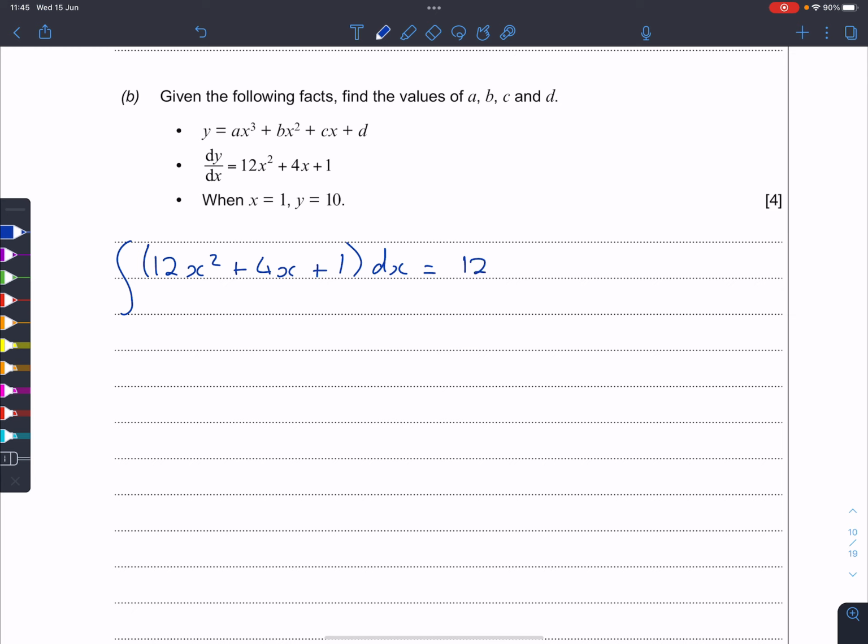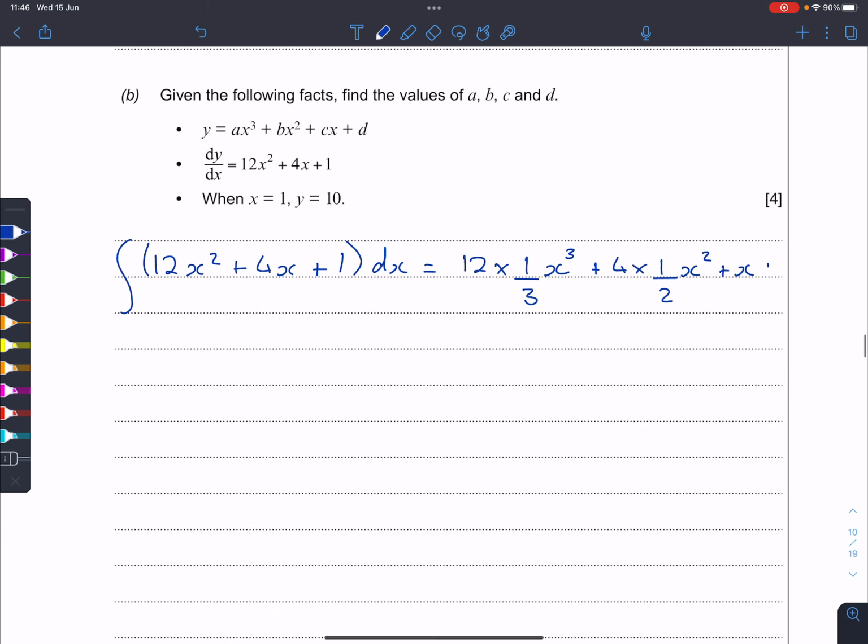So it's going to be 12 lots of the integral of x squared, which is going to be x cubed over 3, or a third x cubed. If you'd rather write x cubed over 3, that's fine, no problem at all. It's just I prefer to write it as a fraction. Plus, I get 4 lots of x will integrate to a half x squared. Again, if you'd rather x squared over 2, absolutely fine. And then plus 1 goes to plus x. And then I have my constant of integration, plus c.